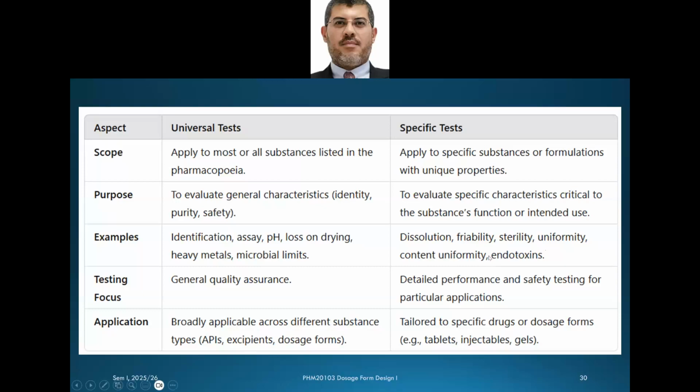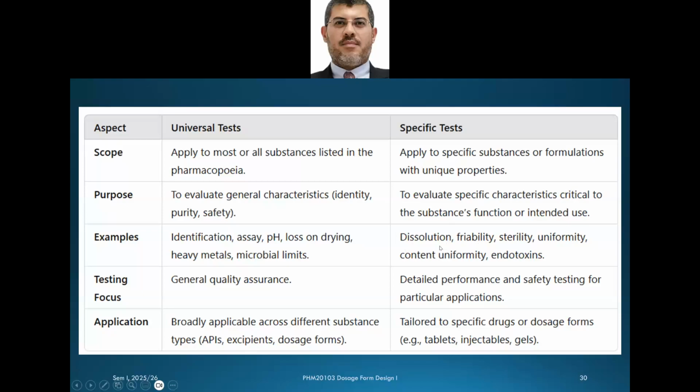And sometimes they don't give the method for some general tests, they refer you to the general chapters. Okay, and here specific tests to be done to this substance as well. And here, for every test, they will give you the acceptance criteria. For example, here, the acceptance criteria is that a red color develops. If red color develops, then pass the test. If red color did not develop, then fail the identification test. It's not lactose.